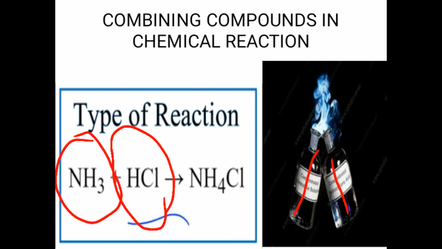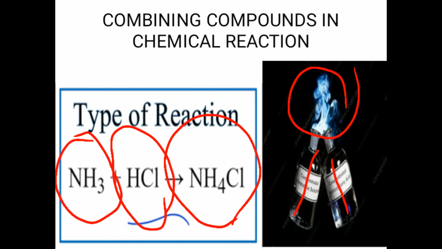HCl. When we open them, their fumes or vapors mix, and this white colored powder, ammonium chloride, a new compound, is formed. You can see as this solid is produced in the air, you can see the white fumes. So two compounds are reacting to form a new compound. So there are three conditions discussed here. When elements react, a compound can form. When an element and a compound react, compounds can form. And when two compounds react, a compound can form.